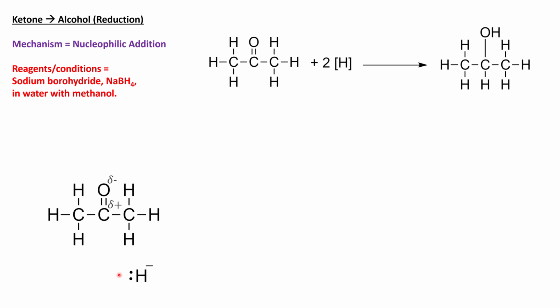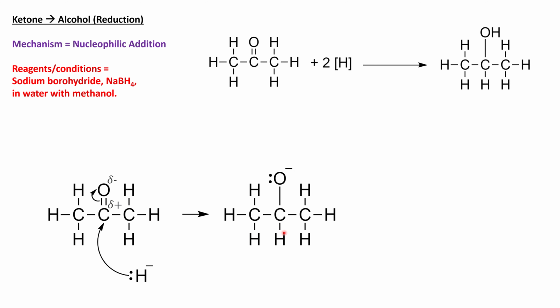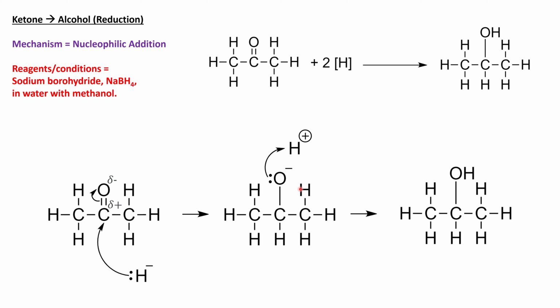The hydride ion acts as a nucleophile, attacking the delta positive carbon. We break the carbonyl bond to form an alkoxide intermediate. H+ from the solvent protonates the alkoxide intermediate, and there we have our product. So you can see this mechanism is the same, it's just as if I've shifted it along one in the chain that you saw earlier.